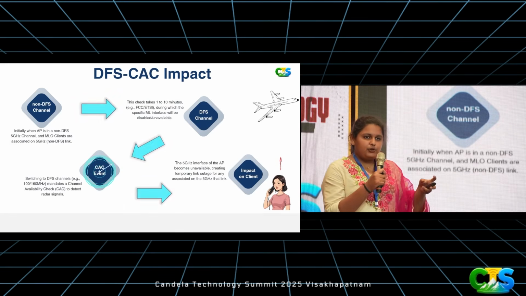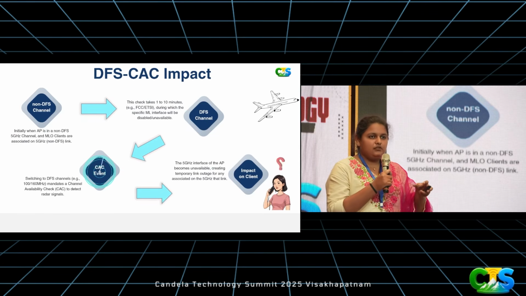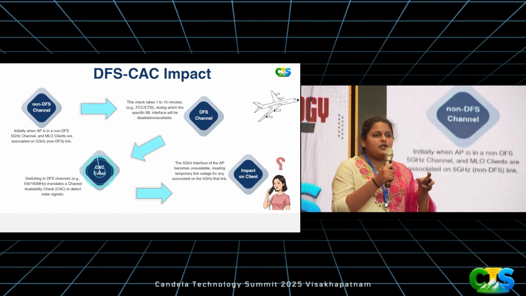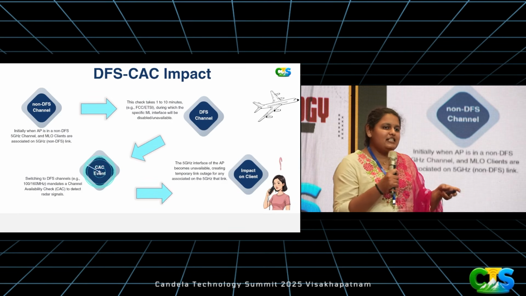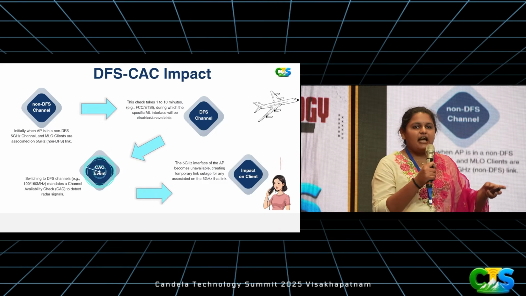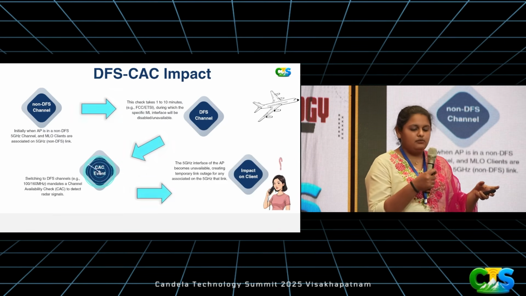During this CAC procedure, what will happen? The AP's 5 gigahertz link will go down for a certain interval and will come up after a certain time. But in this situation, what is happening to our clients, the non-MLD and the MLD clients that we have connected on the 5 gigahertz link?